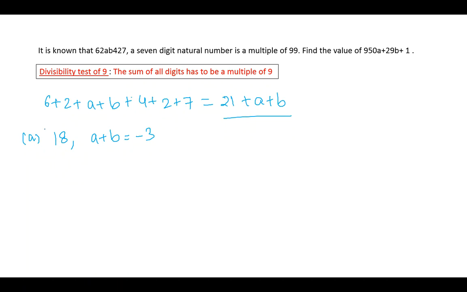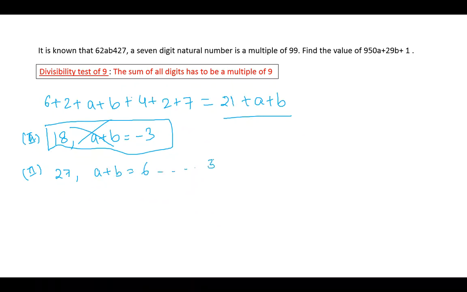So their sum cannot be negative. The other option can be 27, for which a plus b will have to be 6. And you can see that this is pretty acceptable, right? Because you can have a 1 and a 5, a 2 and a 4, a 3 and 3.